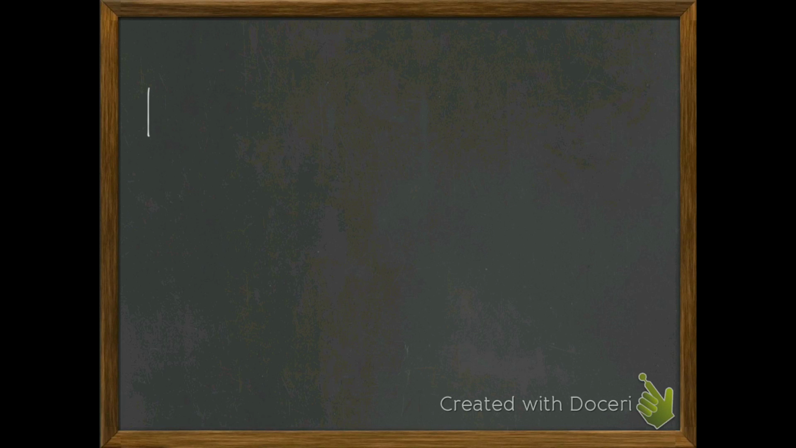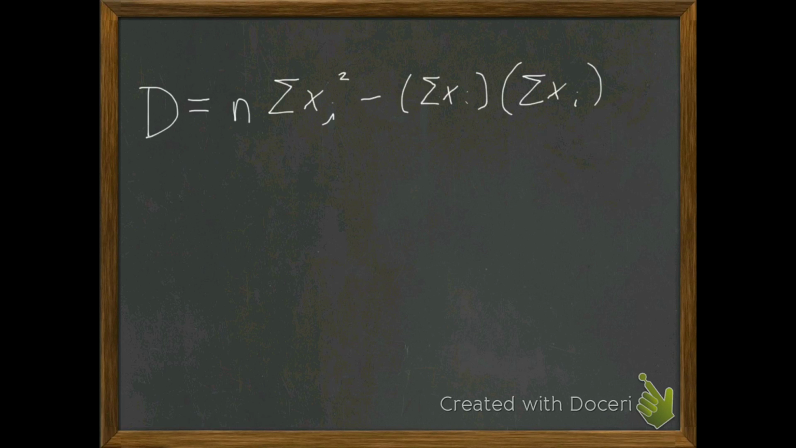So guys, the determinant here would be obviously n times the sum of x_i squared minus the sum of x_i. There we go again. I don't know if you guys see that or not, but what happens on my iPad is I resize things and it annoys me.